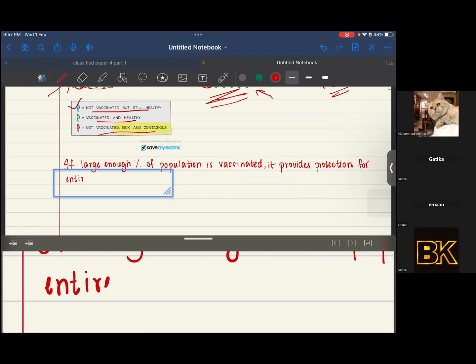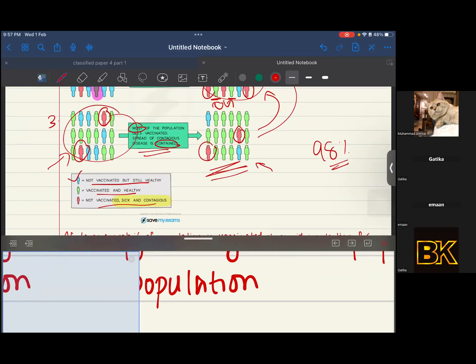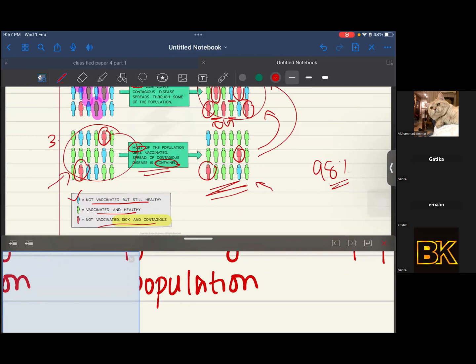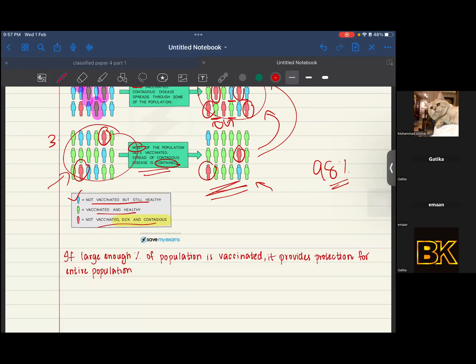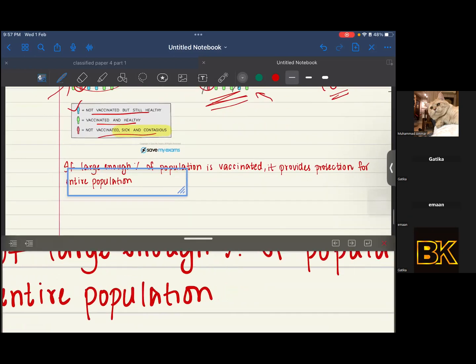Now, why is it the entire population? I will take you guys back to the picture. If we see the third scenario, these many people are vaccinated, the green ones, right? So even if the pathogen comes from somewhere, it has very few places to breed. It can only breed in this person, this person, this person, this person. It cannot go to the green ones because they already have immunity. They're ready to fight it even before it comes, right? So if a large enough percentage of the population is vaccinated, it provides protection for the entire population.